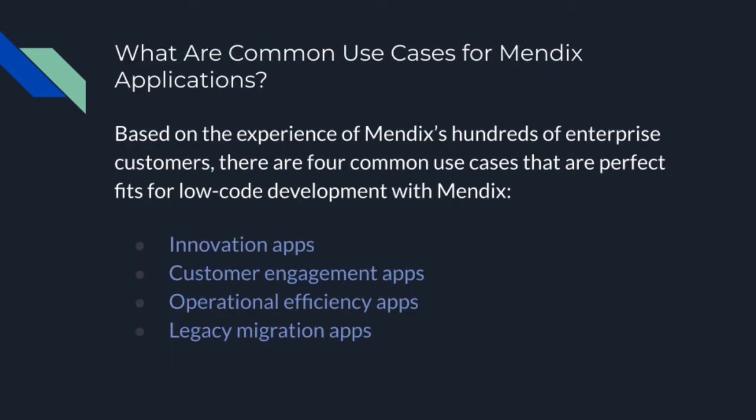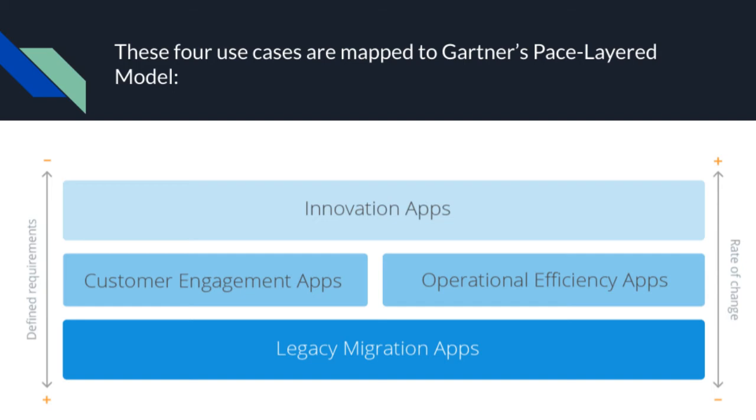What are common use cases for Mendix applications? Based on the experience of Mendix's hundreds of enterprise customers, there are 4 common use cases that are perfect fits for low-code development with Mendix. Innovation apps, customer engagement apps, operational efficiency apps, legacy migration apps. These 4 use cases are mapped to Gartner's PACE layered model.